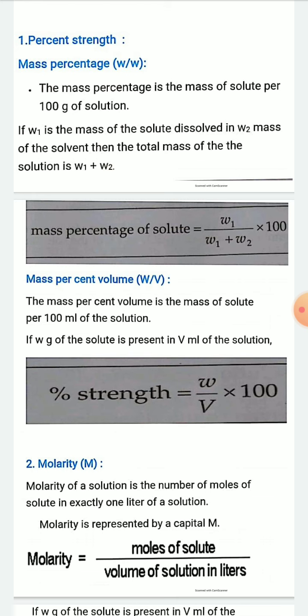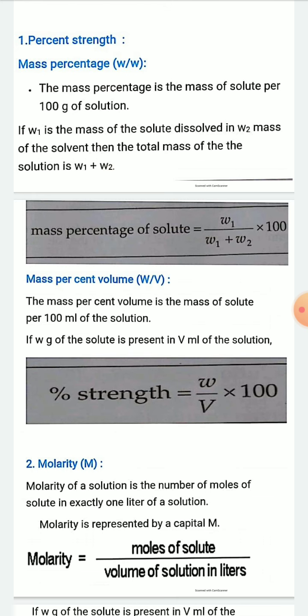There are two types of percent strength. One is mass percentage, that is W by W, that means mass of solute divided by mass of solution. In case of mass percent, you have to take mass of solute and mass of solution. The mass percentage is the mass of solute per 100 gram of solution.